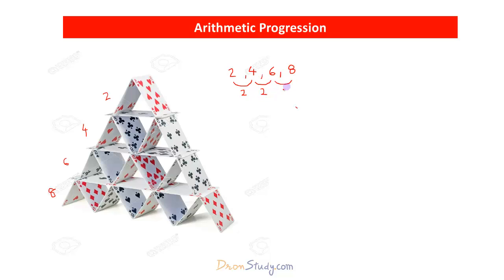It means the difference in each successive number is 2. And so it forms a pattern of 2, 4, 6 and 8. And this type of pattern is called arithmetic progression.